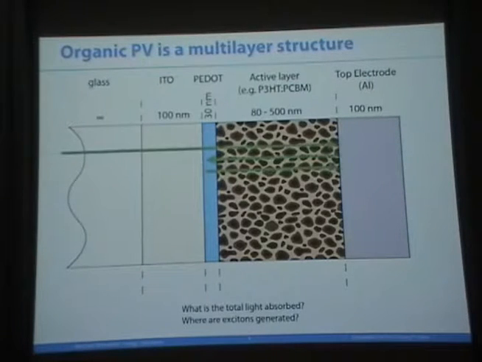Now, you can think about this, of course, if you have light coming in there, that light is going to bounce around multiple times, it's going to interfere with itself. And so it's really important if you start thinking about how much light you can absorb in your solar cell, you really have to think about these effects. There are optical interference effects in these things.